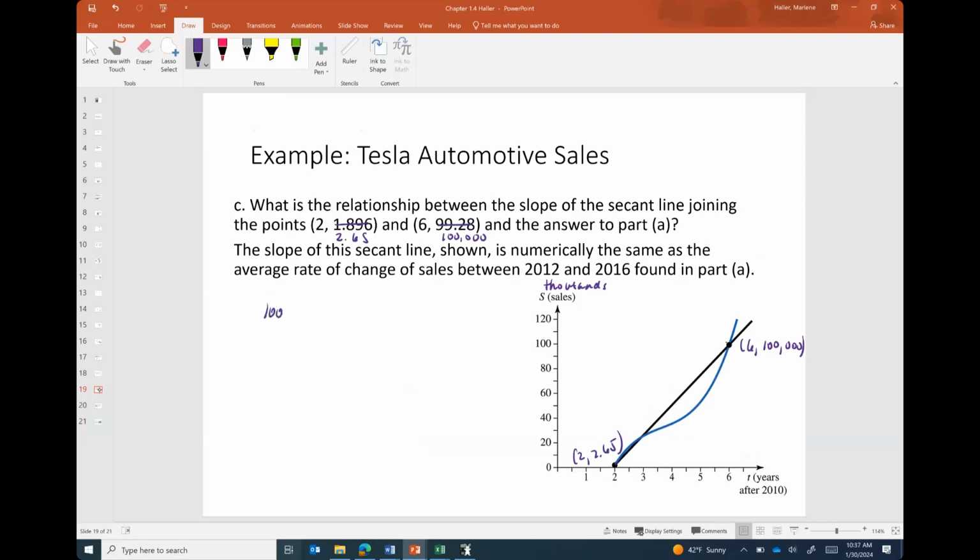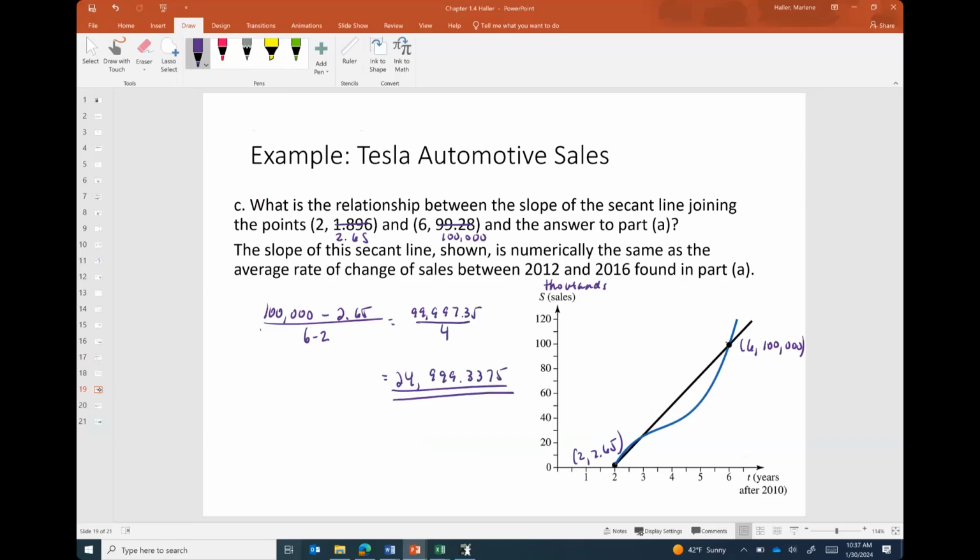Sorry, 100,000 minus 2.65 over 6 minus 2, or as we already found, 99,997.35 over 4, which of course was 24,999.3375. The exact same thing. And that's what you should always expect to see with finding the average rate of change.